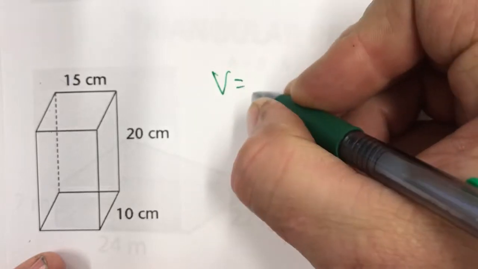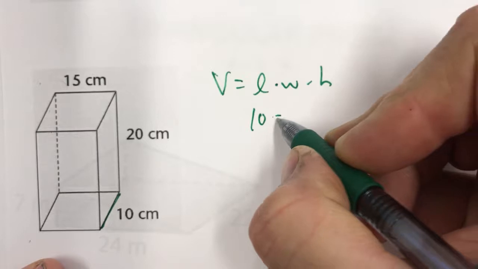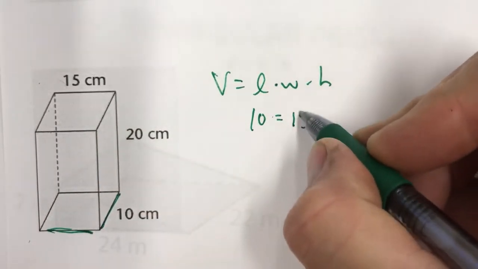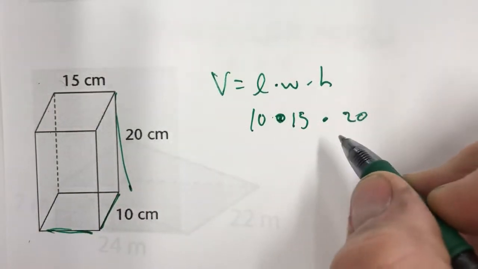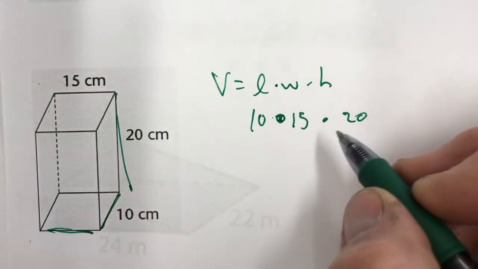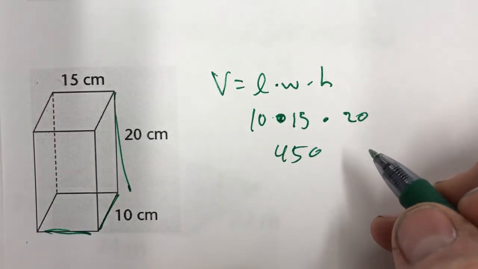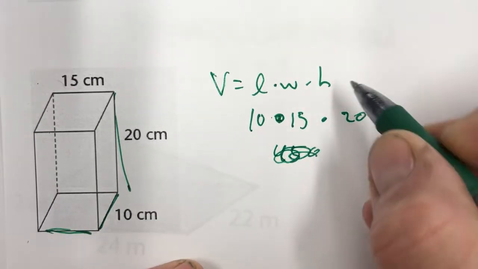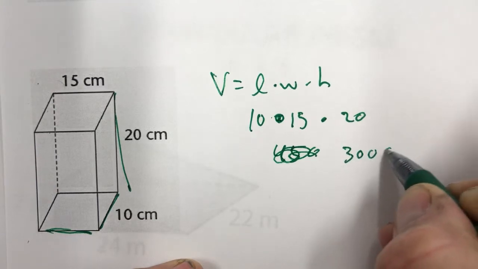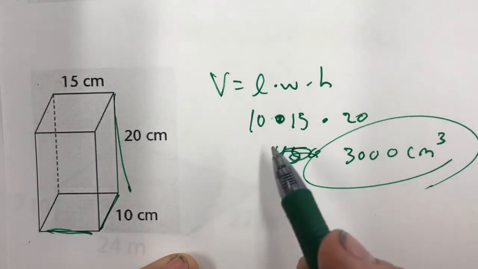Okay, here's another one. Volume is going to be length times width times height. So my length is 10. My width is 15. And my height is 20. So 10 times 15 times 20, which is 450. Okay, it's not right, is it? No, hold on. 3,000 cubic centimeters. Okay, I didn't multiply right.